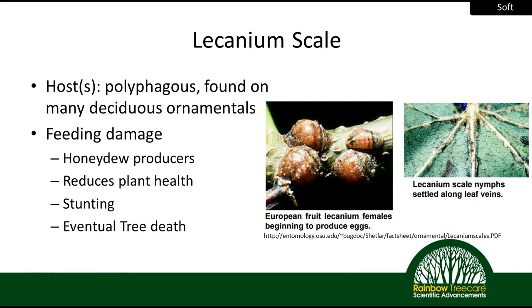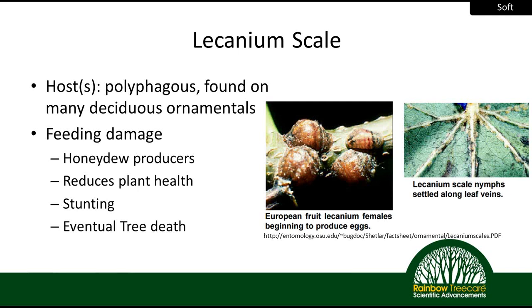You'll see those lighter colored nymphs on the veins of the leaf, and those nymphs really cause full-on leaf dieback. With enough pressure, with enough physical insects on the tree, not only will it produce a lot of honeydew, but it will actually reduce the plant health to the point of stunting and even tree death. So Lecanium scales are definitely one to consider treating depending on the different population.